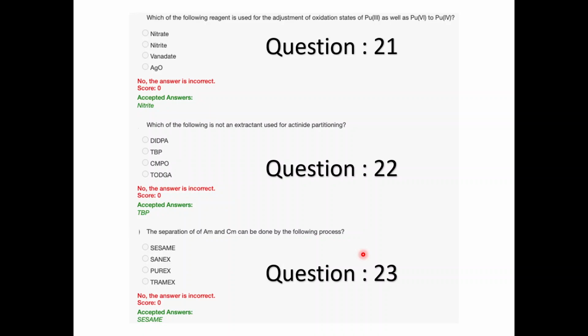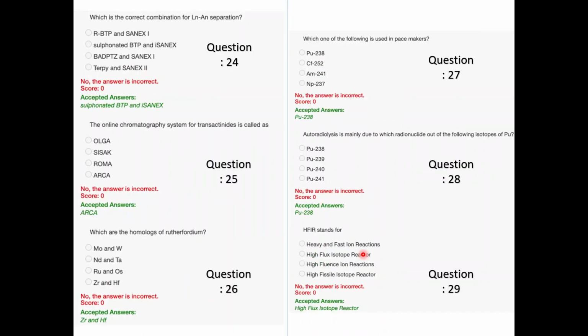Which of the following is not an extractant used for actinide partitioning? TBP. The separation of Am and Cm can be done by the following processes. SANEX. Which is the correct combination of Ln-An separation? Sulfonated BTP and ISOLEX. The online chromatography system for transactinides is called ARCA. Which are the homologs of rutherfordium? Zirconium and hafnium. Which one of the following is used as pacemakers? Pu-238, we know it. Autoradiolysis is mainly due to the radionuclide output of which isotope of plutonium? It is 238. HFIR stands for High Flux Isotope Reactor.